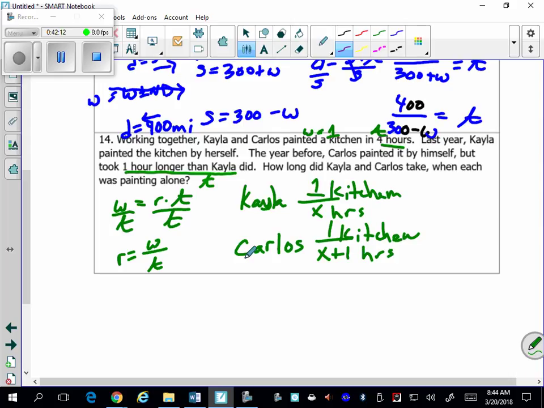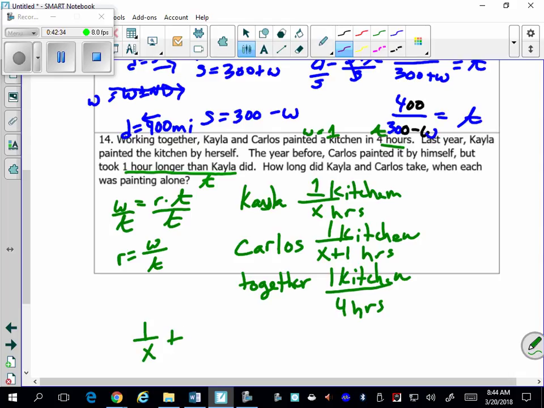Keeping the rates the same: kitchen over hours. Kayla's rate is 1 over x. The rate that Carlos can work is 1 over x plus 1. And together they painted it at a rate of 1 over 4. So looking at getting like denominators, that's your equation. Set it up: we have x, x plus 1, and 4.